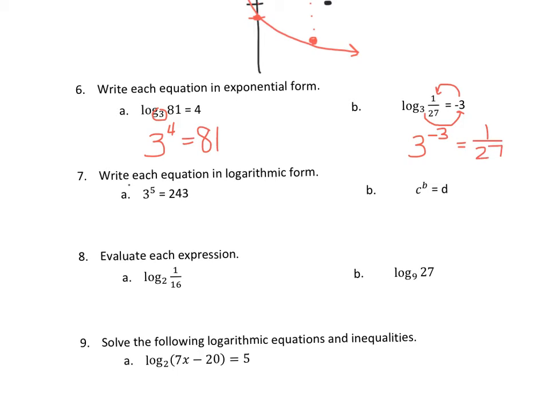If it's exponential, changing to log form, obviously we're going to write down the word log. The base here is 3, and it should equal 5, because 5 is the exponent. And then we can just fit in the 243. Checking this, 3 to the 5th is 243. Write down log, my base is c. It should equal the exponent, which is b, so therefore this would be d. C to the b is equal to d.